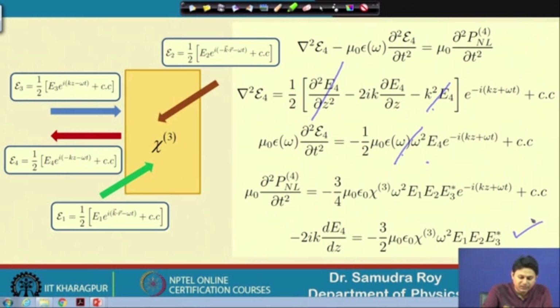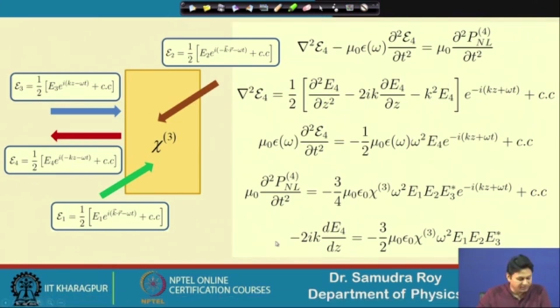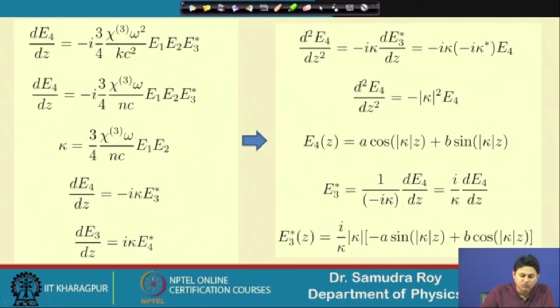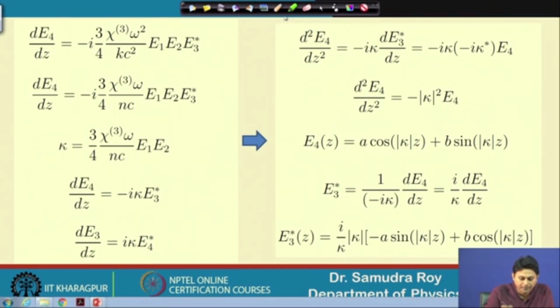We can further simplify this equation, and it will simply be like this: dE4 dz is equal to minus i 3 by 4 chi 3 omega square by k c square E1 E2 E3 star. So k again I can write in a more compact, usual form, chi 3 omega divided by n c, 3 by 4 with a negative i, and E1 E2 E3 star.